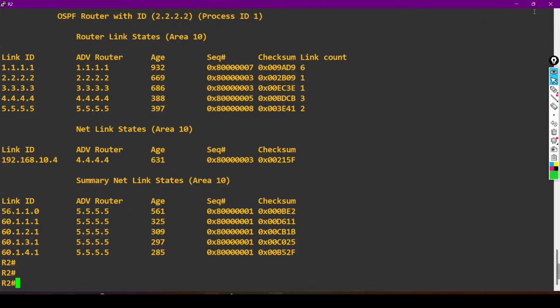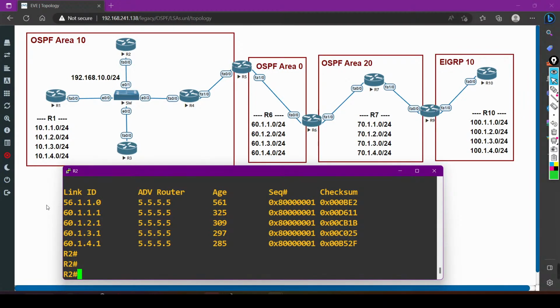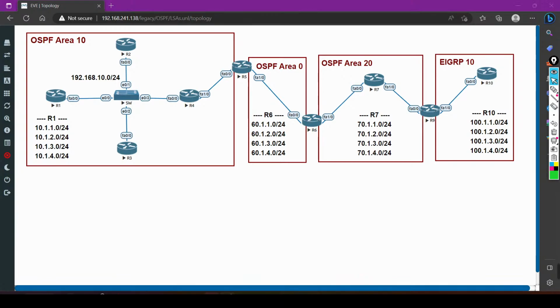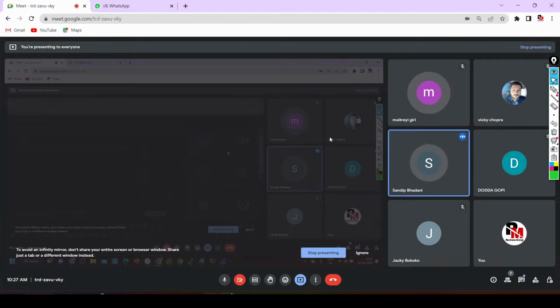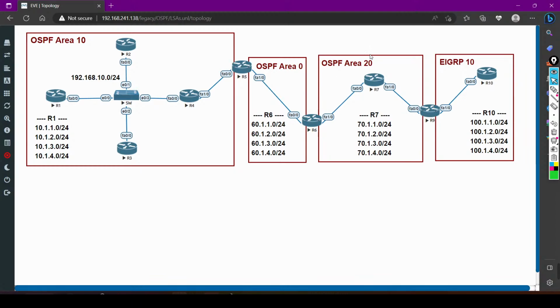Yes sir. Can I move? Can I move? If anyone has any doubt, you can stop me. Sandeep. No, sir. You can move. Okay. So now what I am going to do is configure this area 20. So in area 20, router number 7 will receive these prefixes 10.1.1.0 to 10.1.4.0 via which router? Via router number 6. Yes or no?